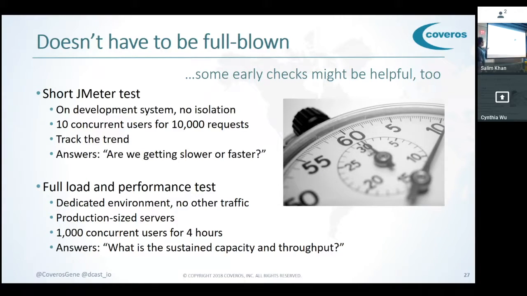So maybe we just run a short JMeter test, right? On the developer system, on the test system, whatever, no isolation. So there's other traffic. It might be more variable numbers than you're used to getting in a true load and performance test. But we can get some ballpark figures, right? We can see, hey, what's the trend? Are we getting slower or faster? Just like I was talking about some of the testing we've done before, right? And if you're getting significantly slower, I can kill the pipeline right then and look into it, fix the problem before we start investing all the time to do a full load and performance test.